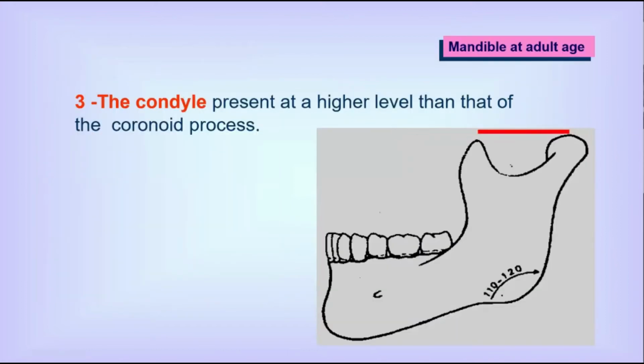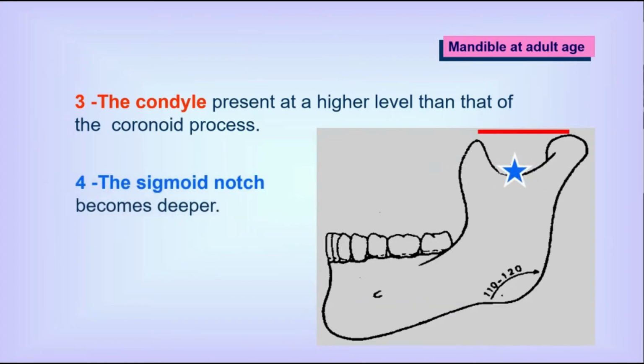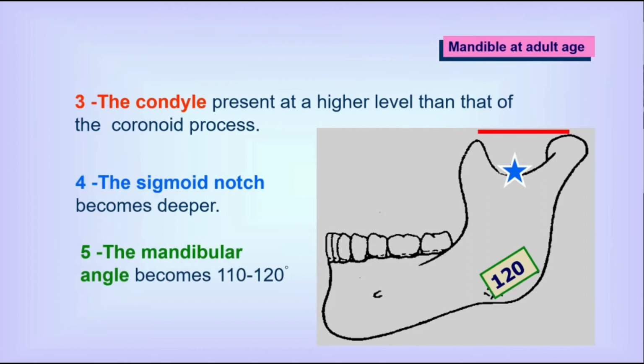The condyle is present at a higher level than the coronoid process. You see now, finally, the condylar head becomes higher than the coronoid process. The angle of the mandible is now about 110 to 120 degrees. The sigmoid notch becomes deeper because of the full development of the condylar head and the coronoid process; both processes have developed so much that the notch becomes deeper now. This is the maximum uplift position.